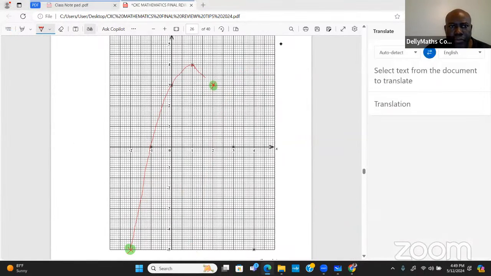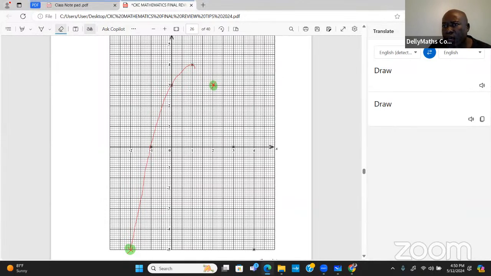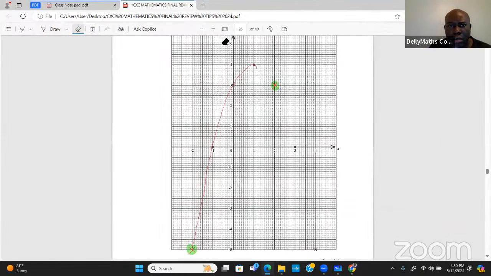Remember, your graph is a... what do I touch? Guys, give me a minute. I think I touched something wrong. Give me a minute. What is on the side here? Take it out. Okay. All right, I'm almost done.